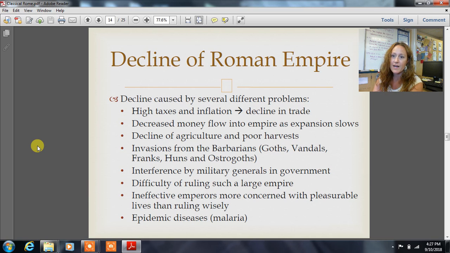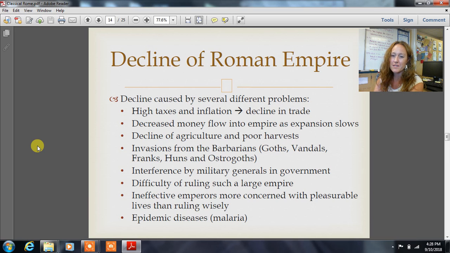A decline in trade, a slowing economy also means decreased money flow. Decline of agriculture and poor harvest, so it's going to come down to some weather issues and some famines, and that also leads to civil unrest and political rebellion and revolts. Then from the outside, so those were internal problems, they started getting invaded by barbarians, the Goths, the Vandals, the Ostrogoths, the Huns. So you may have heard of Attila the Hun. He's probably one of the most famous Huns.